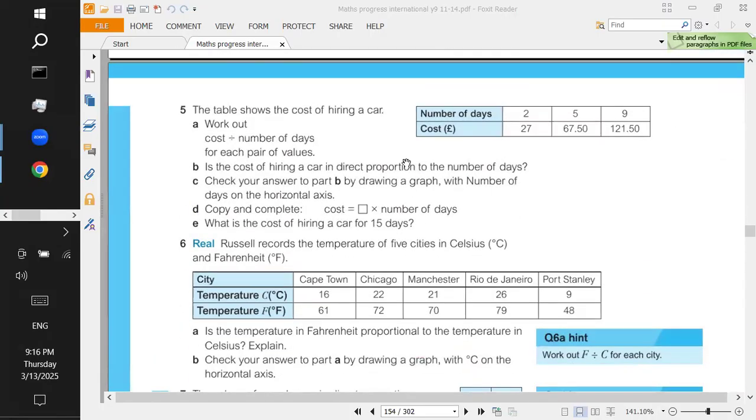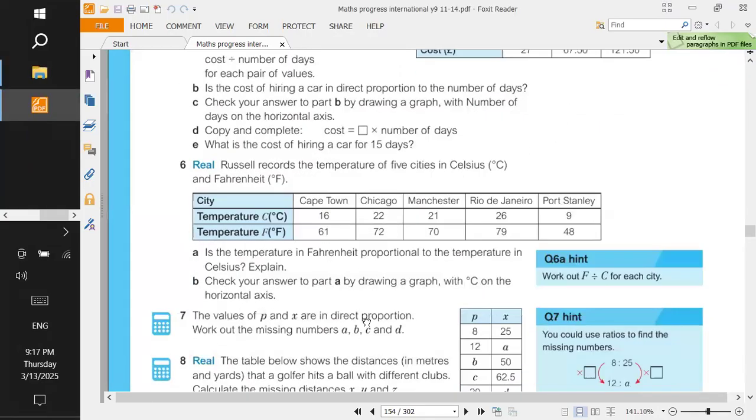Same idea here. They will ask you to check if this is direct proportion or not by dividing the y over the x. So you divide the y over the x all the time. If they give you the same number, it means it is direct proportion. If the number is different, it means it's not direct proportion. Same idea here. We don't have to do it.